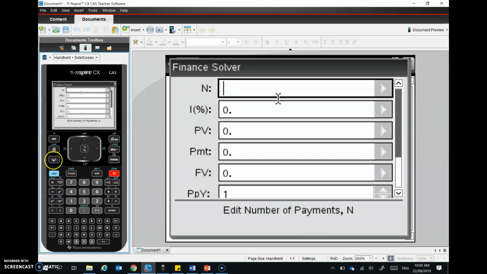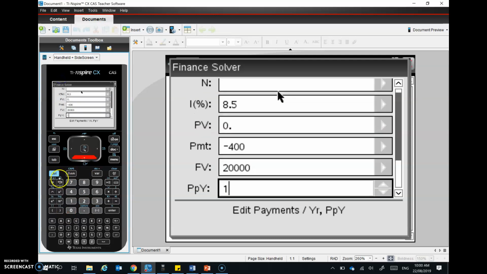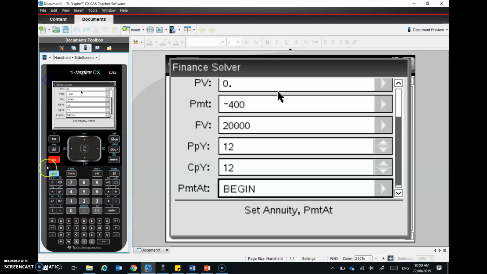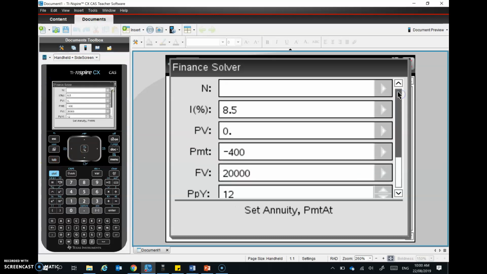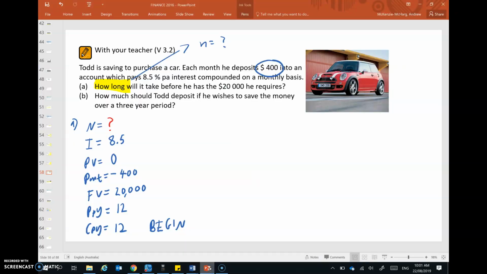So we'll leave that one blank. We'll tab down to the next one. That's 8.5. Negative 400 here. Oops. Tab there. And it still says begin, so we'll go back up and we go into that empty N row and push enter, and 42.69 is the number we get. So let's go and make a note of that.